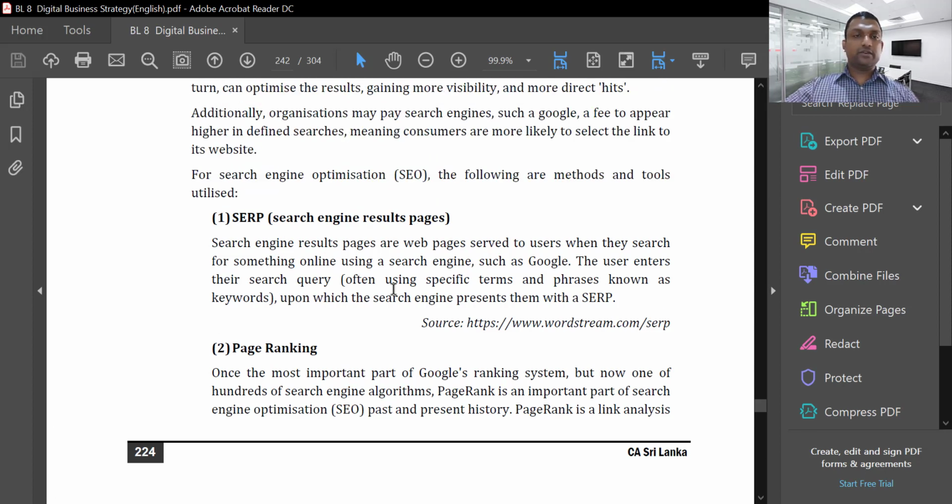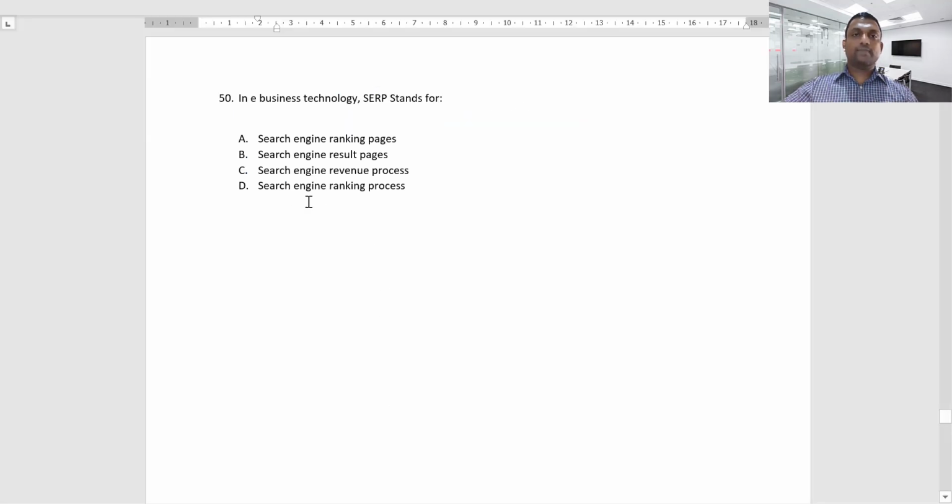So if you look at what it means by SERP: search engine result pages are web pages served to users when they search for something online using a search engine such as Google. The user enters their search query, often using specific terms and phrases known as keywords, upon which the search engine presents them with a search engine results page. So this is nothing new. This is what happens when you open up Google, type a set of words to find, and click the search button: you get a page matching what you are trying to search. That result page is called SERP, where when you enter something and click on search, the search engine gives a results page. So this is SERP, right? So you can select the answer, search engine result pages.